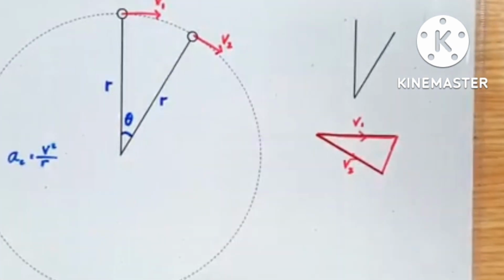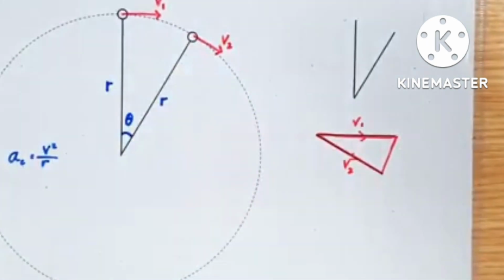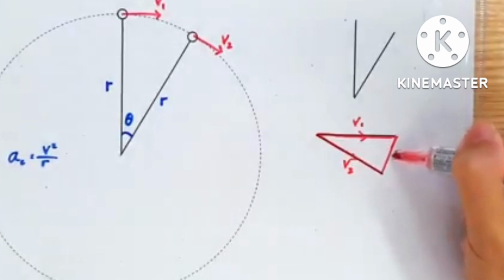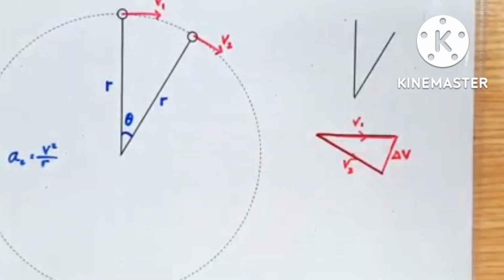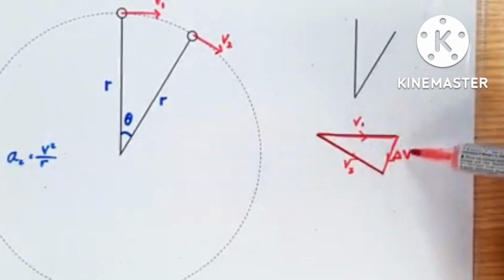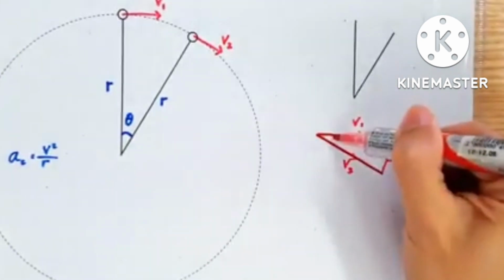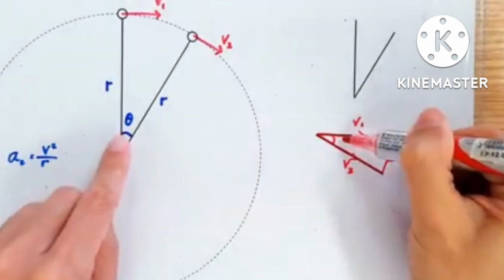Let's draw a vector triangle involving v1 and v2. Now, what does this side of the triangle represent? It represents the change in velocity, delta v. See, the original velocity plus the change in velocity is equal to the final velocity. Do you see that this angle here is actually the same angle theta here?